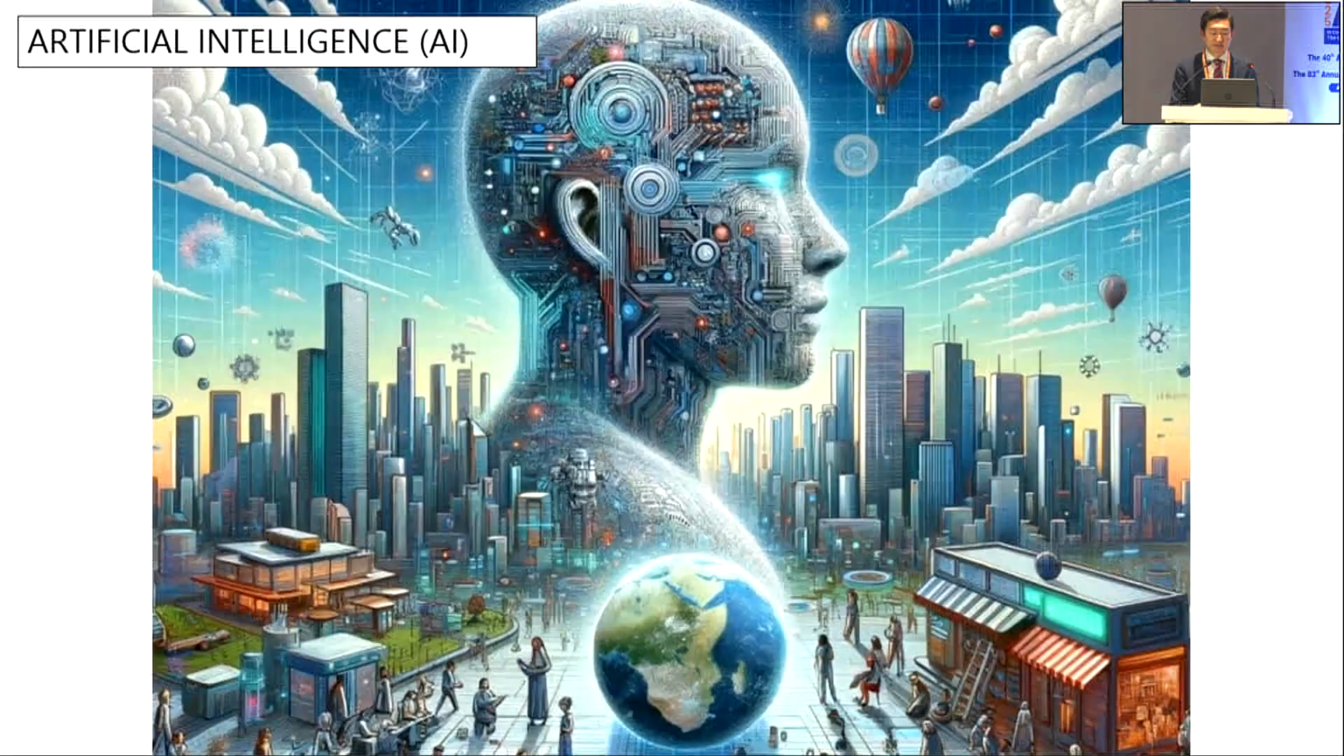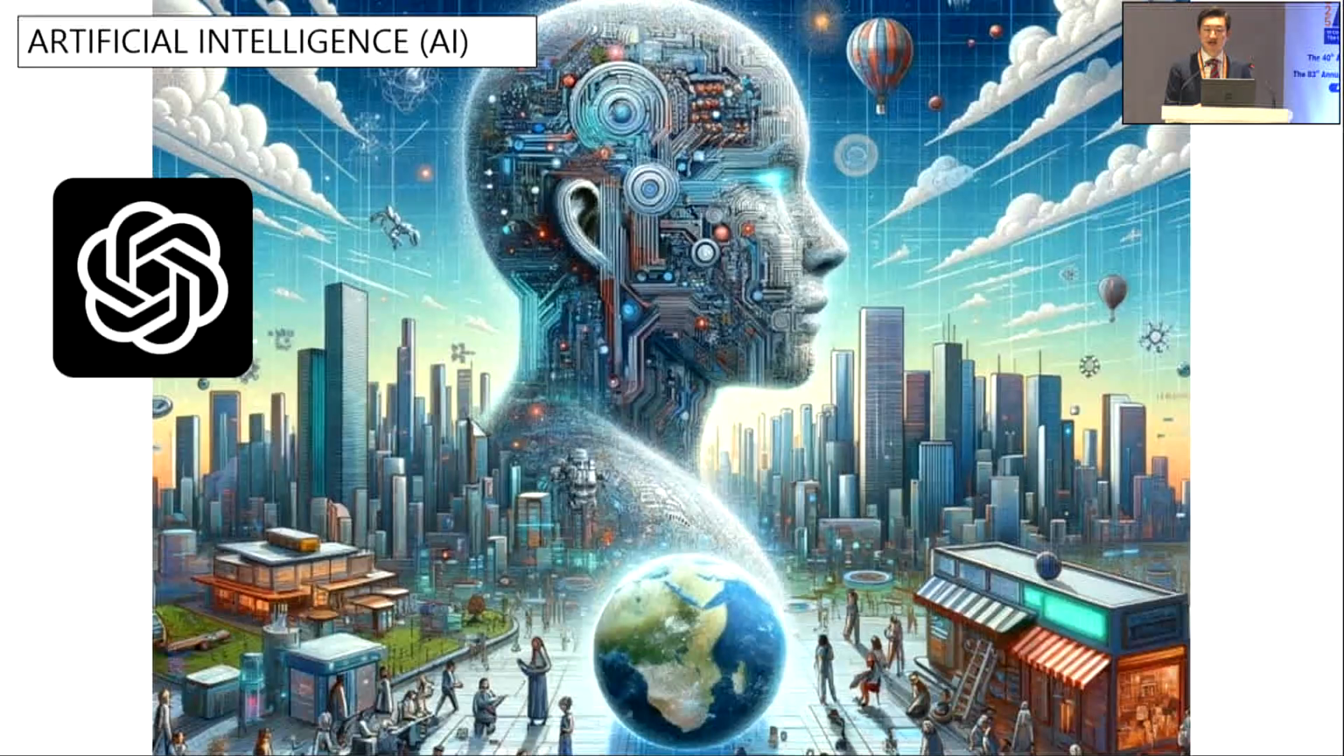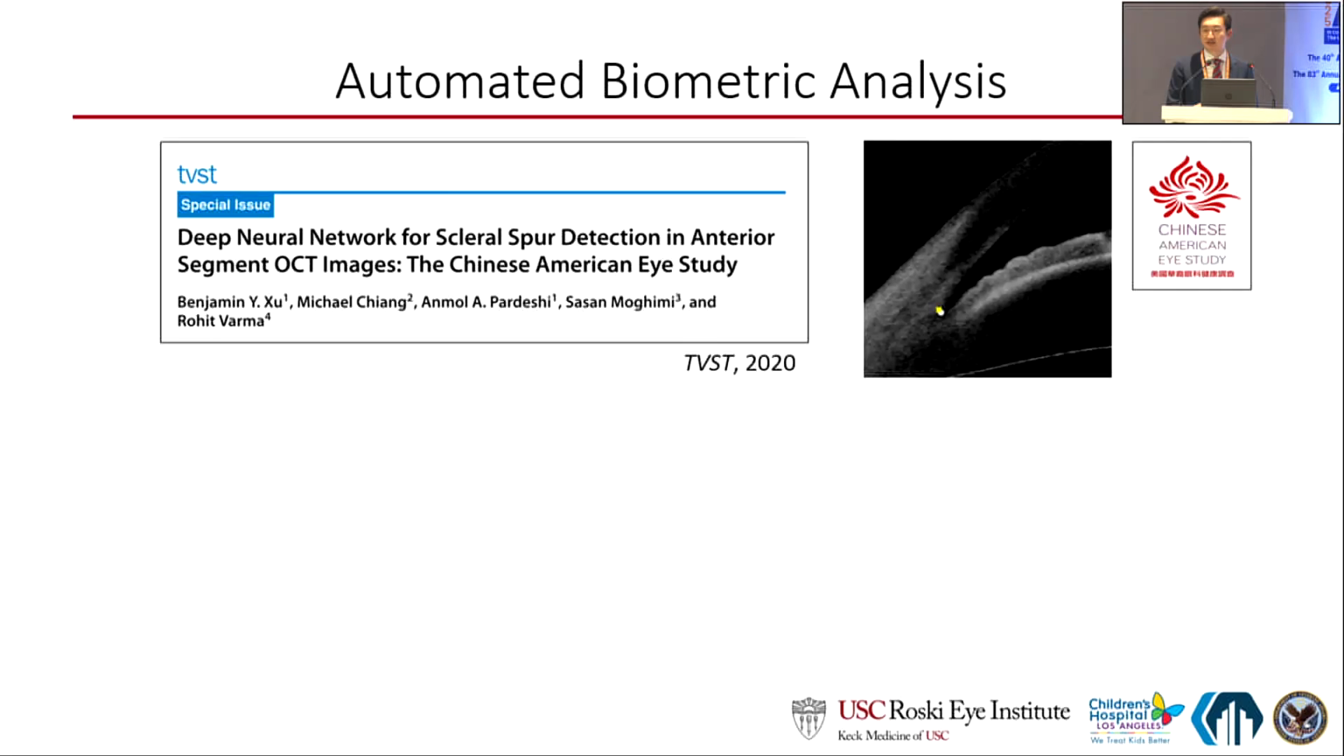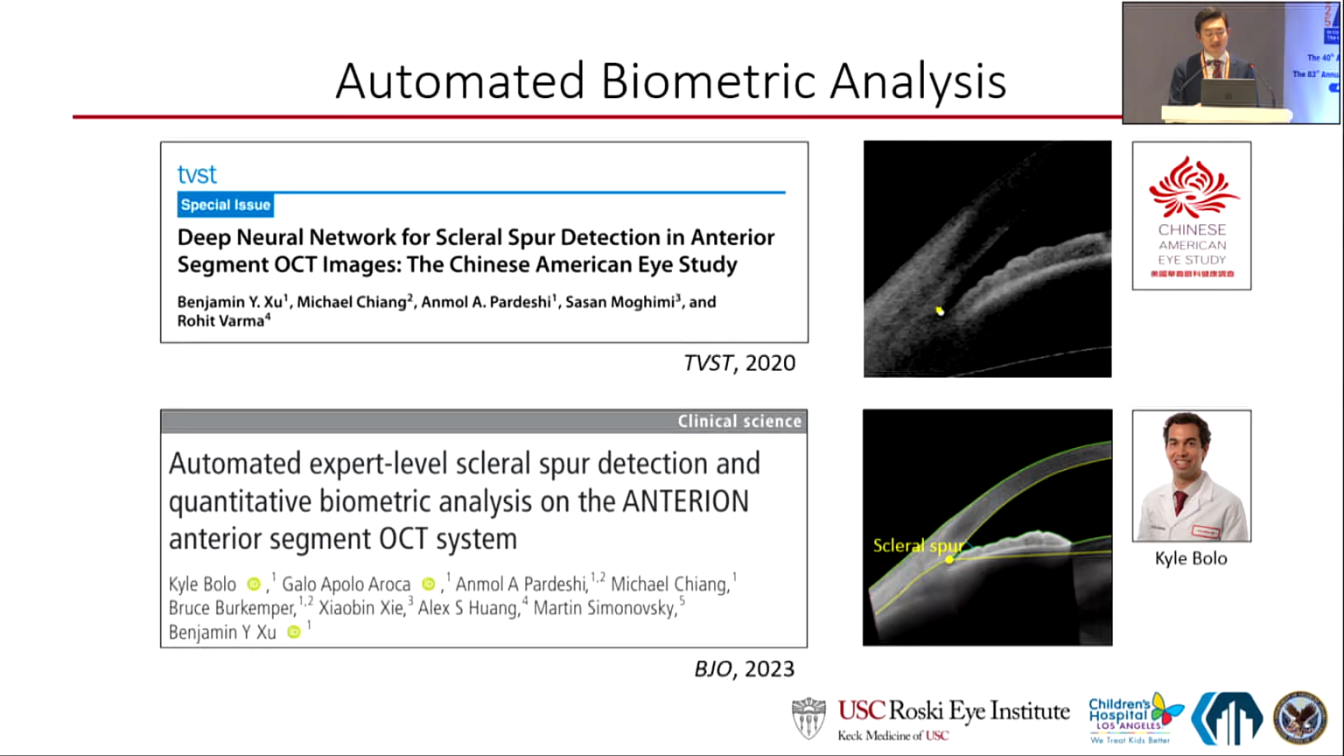measurements. So fortunately, we have access to artificial intelligence, or AI, which is a transformative technology that promises to change our daily lives. We use convenient tools such as ChatGPT to answer all of our questions, and large language models like DeepSeek have had profound economic impact across the world as well. So in 2020, my lab published this paper in which we automated the scleral spur detection in ASOCT images, which is the key step to getting these measurements. And more recently, we worked with Heidelberg Engineering to develop a similar algorithm for the FDA-approved Anterior ASOCT system.